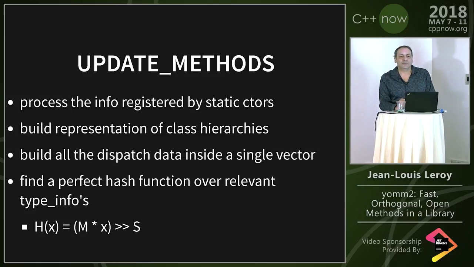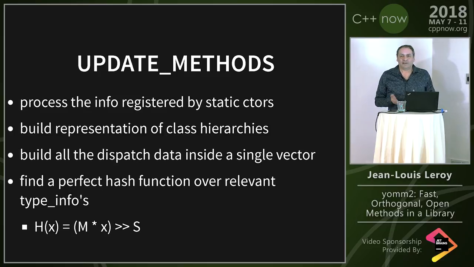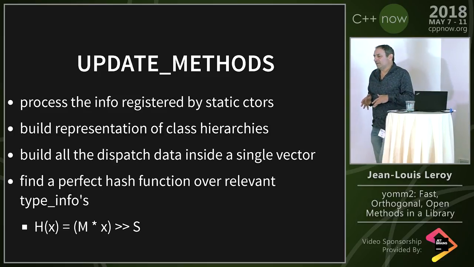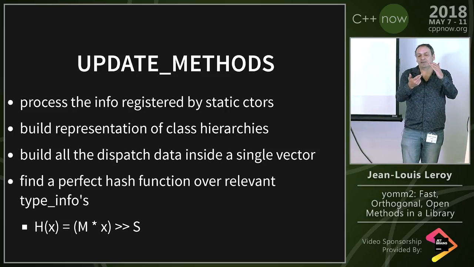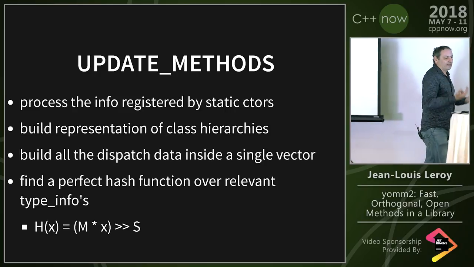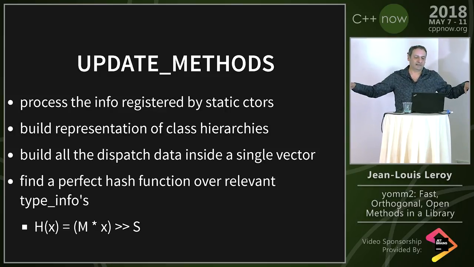Before you call any function, any method, main has to call update methods. Update methods is going to do a lot of things. It processes all the data created by the static constructor, so declare class, declare method, define method. It builds a representation of all that. And then it calculates the dispatch tables, which are used for multi methods. And at the end, it puts everything in a single vector, and that's for locality.